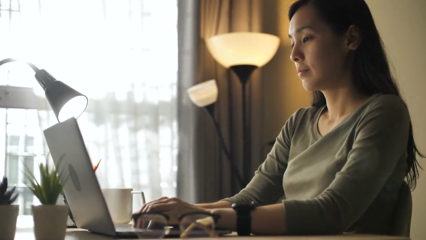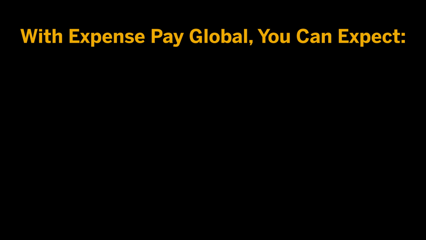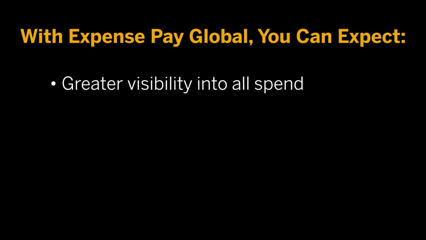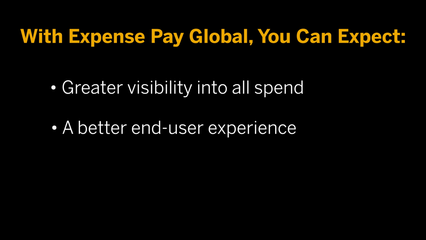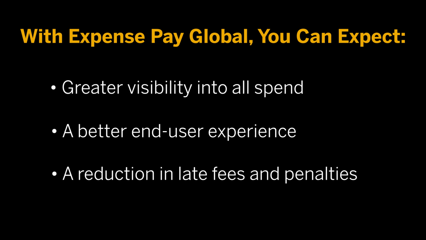Let's get started. First, did you know that SAP Concur partners with experienced and trusted payment processors to automate global payments? ExpensePay Global can help streamline the expense reimbursement process with scheduled payments for corporate cards or your employees directly. By automating the reimbursement process with ExpensePay Global, you can expect greater visibility into all spend for your organization, a better end-user experience by improving communication regarding reimbursement dates, as well as a reduction in late fees and penalties for corporate card payments by ensuring that payments are made on time.